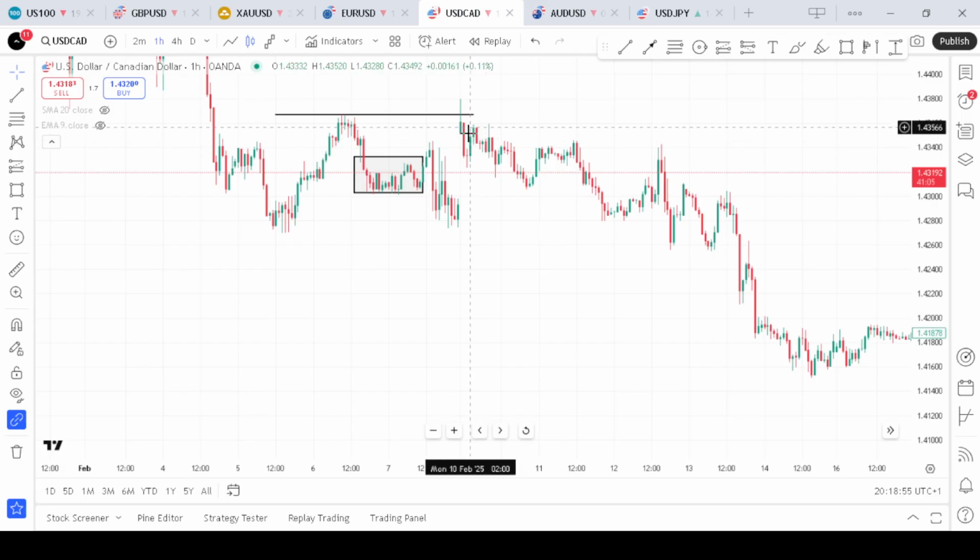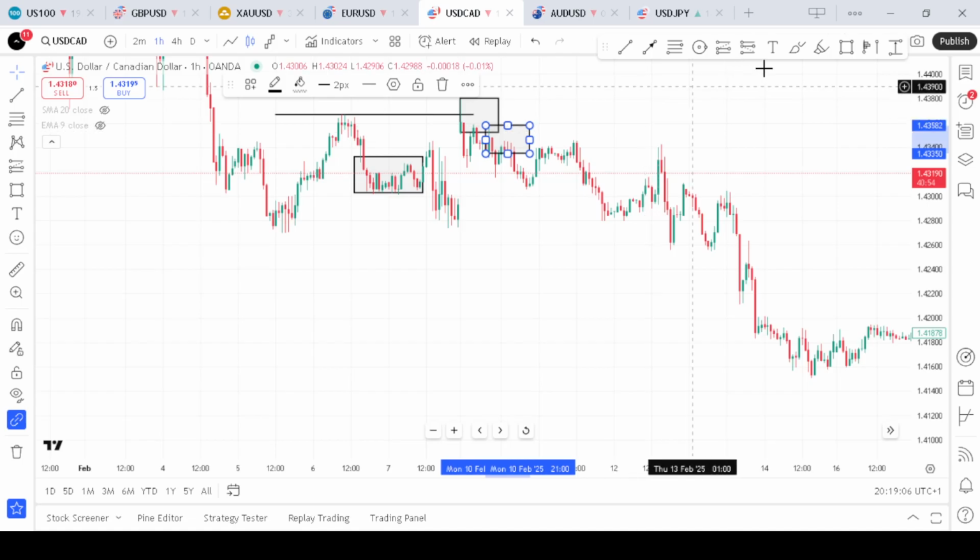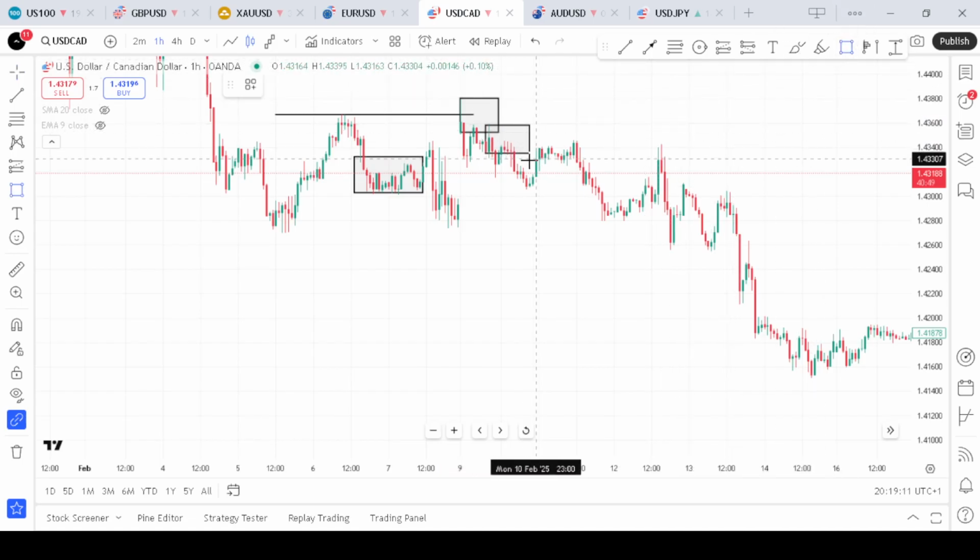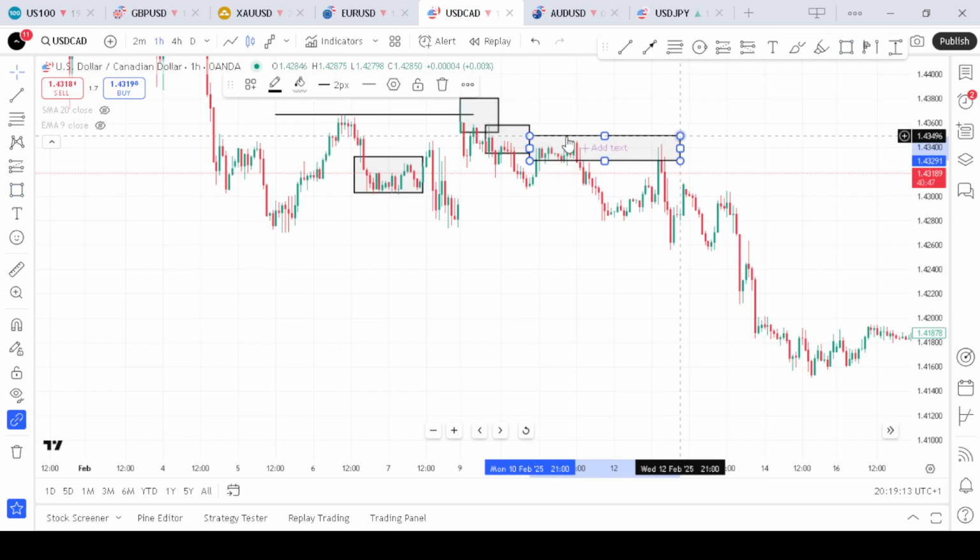Then you enter when price starts respecting supply areas in the market. You can see this will be the perfect place for you to enter the trade, because price keeps respecting supply areas on its way down to the downside.